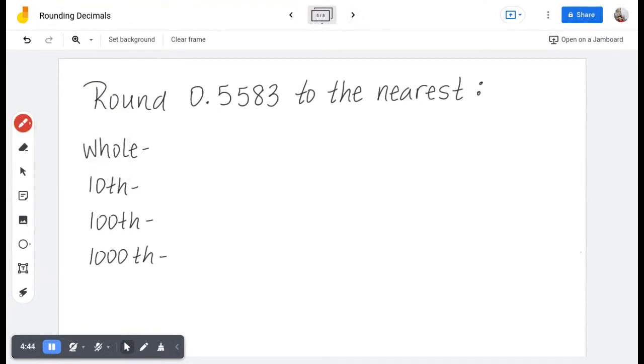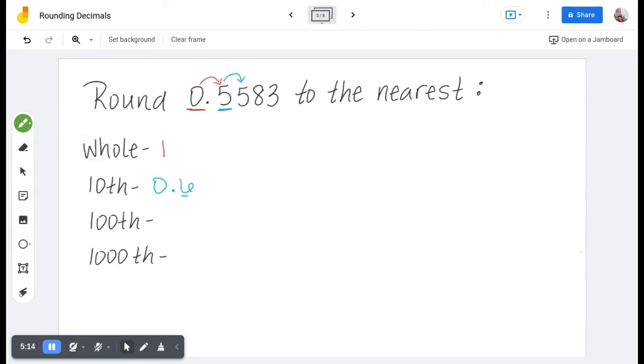Okay, nearest whole number. This is my whole number spot, my 1 spot. Look to the right. 5 or more, let it soar. So that 0 needs to go up to a 1. Next one. 10th spot, that's this 5. Look to the right. To the right, I have a 5. 5 or more, let it soar. So that needs to go up to a 6. So 0.6. It said nearest tenth, so I need to stop in that tenths place.